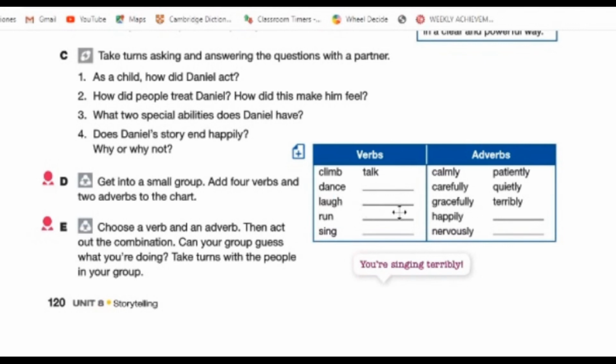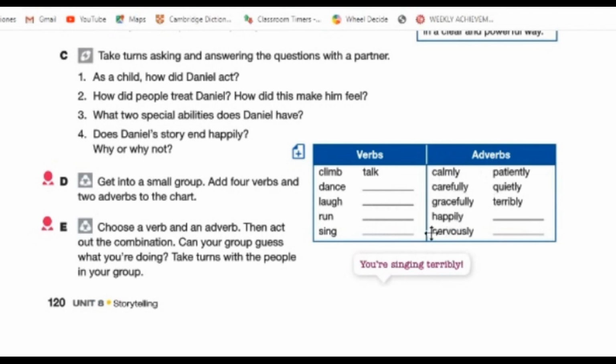Right. Right, yes. Dance, do we have dance? Yes. Run, yes. Walk. What else? Another action verb: wash. Climb. Climb is here. Cook, for example, cook. Wash, okay. And here you have adverbs.